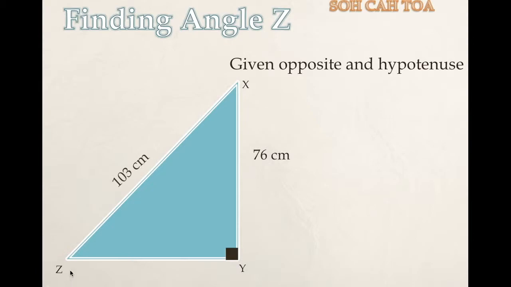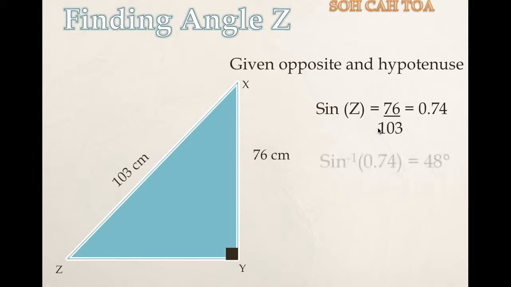So here's angle Z. You are given the opposite of angle Z and the hypotenuse of angle Z. I hope you see this. So because we're given the opposite and the hypotenuse, we could use sine to find the angle Z. Remember, I'm looking for the angle of Z. So sine says opposite over hypotenuse, so 76 over 103 gives us decimal 0.74. If I do the arc sine of this, I get 48 degrees. Voila, I just found angle Z. Really took me 2 seconds. Very easy. So now we found angle Z.